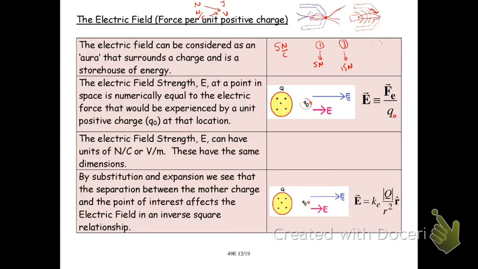So if F is equal to k_e Q q over r squared, and my field is equal to the force I get divided by the charge that's feeling that force, then my electric field is equal to k_e Q over r squared.